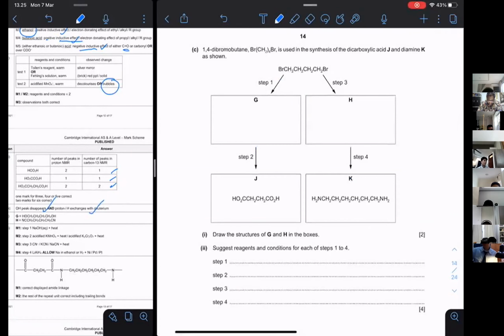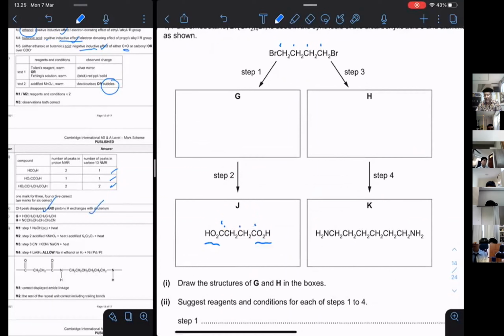Step number 1. When I look at this, you are producing a carboxylic acid. So let's look at the number of carbons: 1, 2, 3, 4. Again, 1, 2, 3, 4. There is no need to add to the number of carbons, so the number of carbons is all good.